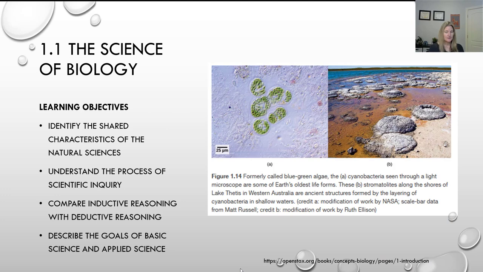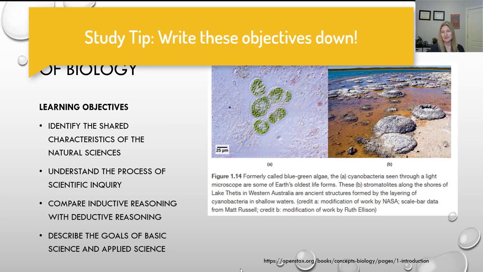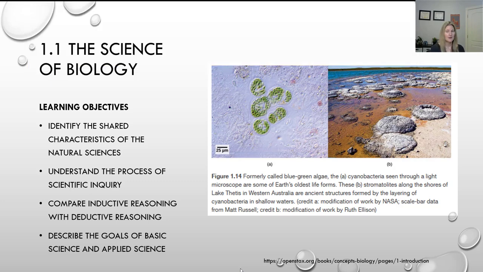By the end of this video, you should be able to identify the shared characteristics of the natural sciences. You should also be able to understand the process of scientific inquiry, compare inductive reasoning with deductive reasoning, as well as describe the goals of basic science and applied science. So that's what we're going to be covering in this video. And it's actually 1.2, not 1.1, sorry about that up there.